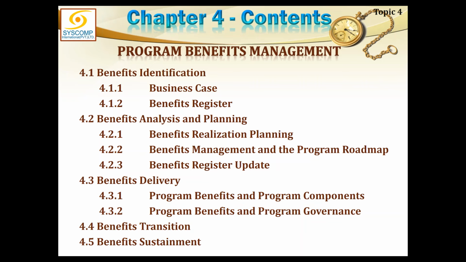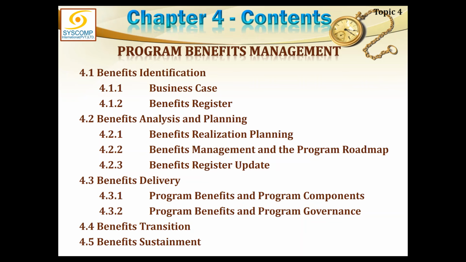And benefit management and the program roadmap will be revisited. From the perspective of benefit management, the program roadmap, which you have already developed in the previous chapter, would be readdressed. So you see, as I said, all of these 5 domains are happening simultaneously. They are working in parallel. The business case was developed there, and it also accommodates something about the benefit. Then the benefit register is a specific output coming out of this domain. The benefit realization plan is an output coming from the analysis and planning.